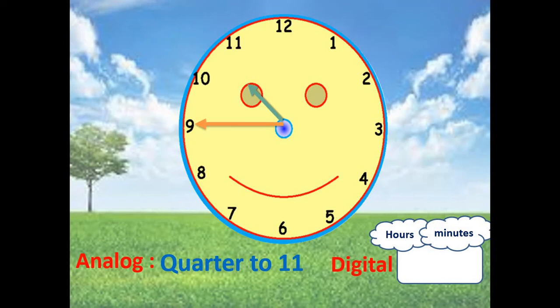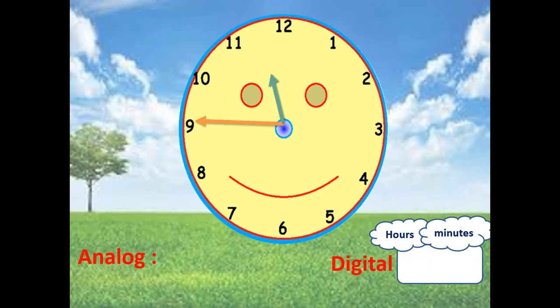Okay, what about the digital? In the digital, I'm still in the 10. I didn't reach the 11. So in the hours, I'm going to write 10. And in minutes, 45 minutes. So it's 10 and 45. Take care, it's tricky. Another one.